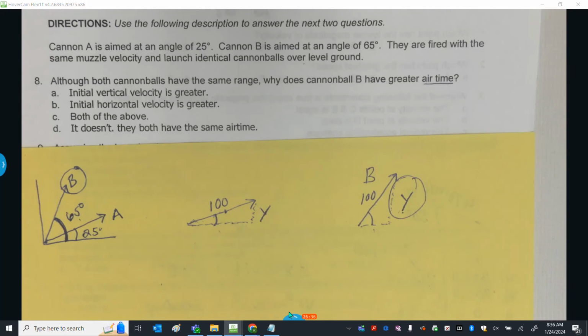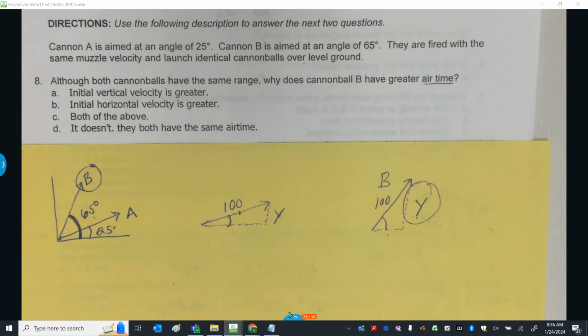Any other questions? No? Okay, so again, 8 should be A. This has a greater vertical velocity. That's going to make it go higher. Okay, and if it goes higher, it's in the air longer.